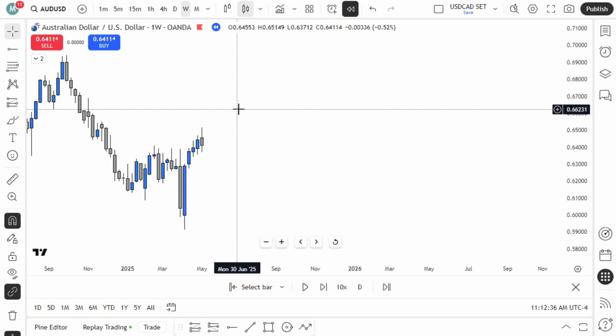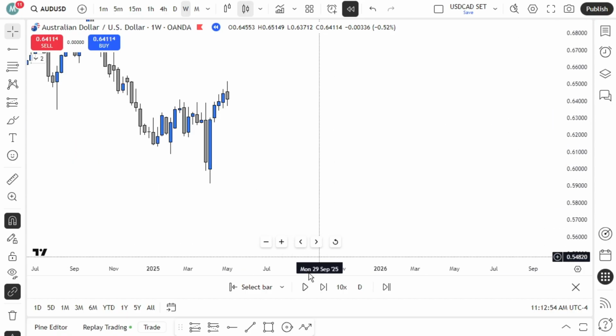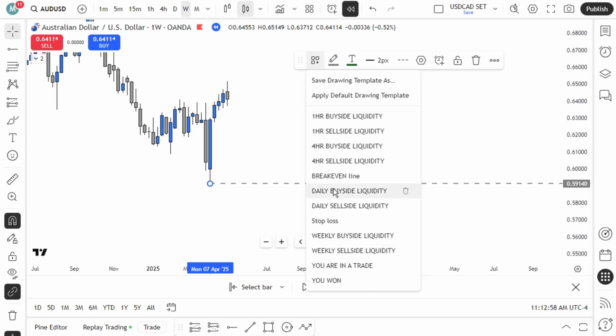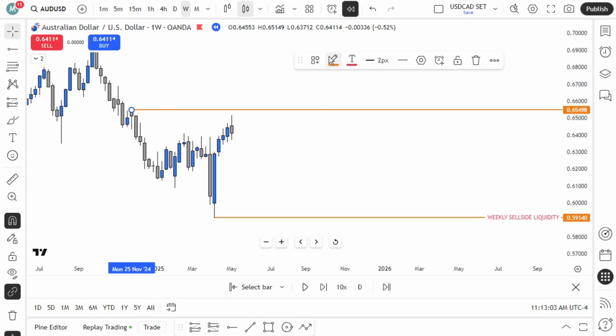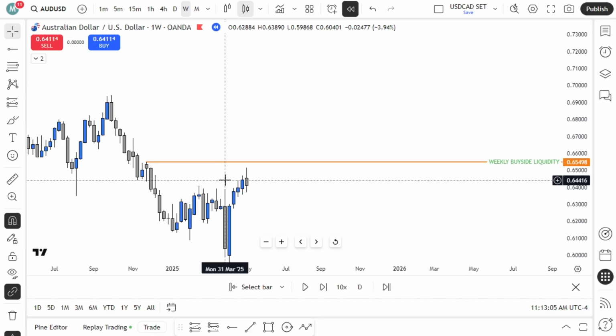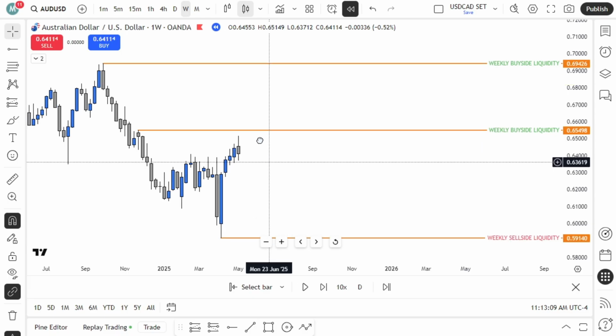So to start it off, we'll first look at the weekly time frame to get our draws on liquidity and to mark up the charts to see where the weekly levels of liquidity are. So we have this weekly sell side liquidity. We have this weekly buy side liquidity. And we also have this weekly buy side liquidity.